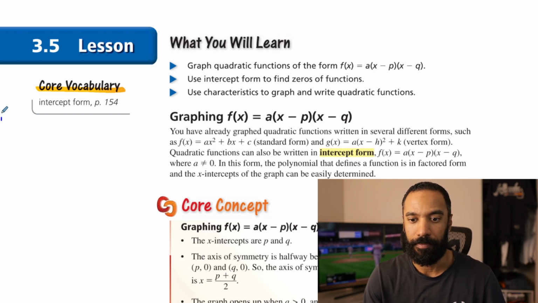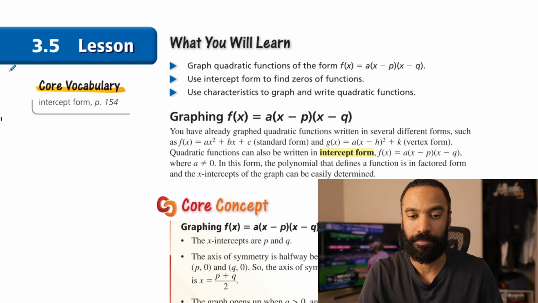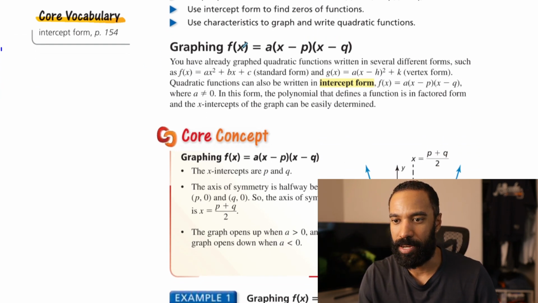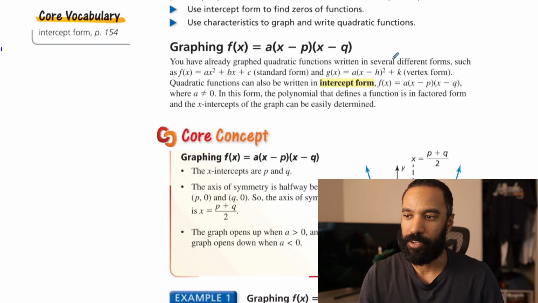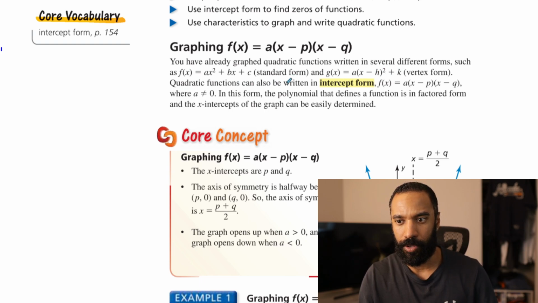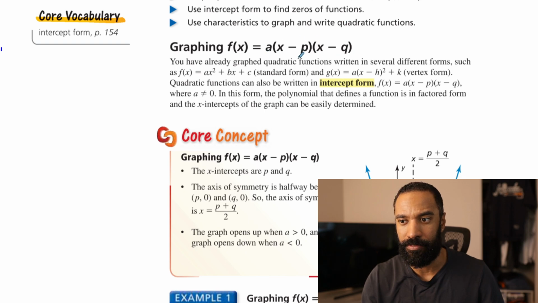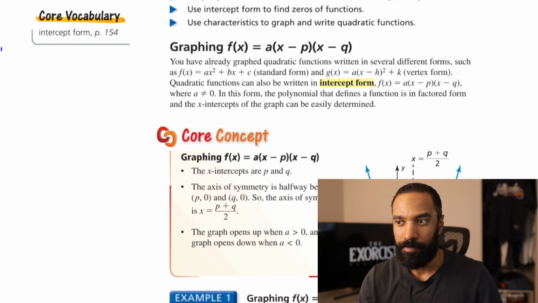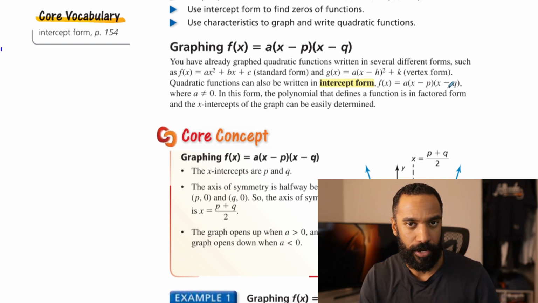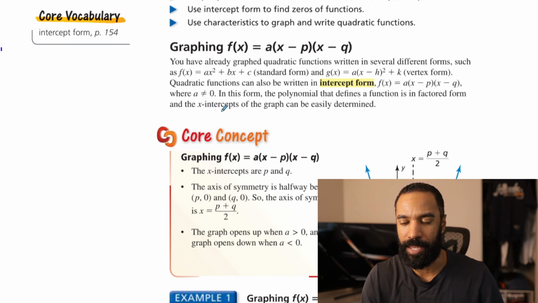Okay, great. Here we go. Graphing f of x equals a times x minus p times x minus q. You've already graphed quadratic functions written in different forms. We've used standard form here. We've used vertex form here. Now we're going to use, I was wrong, they call it intercept form. If I call it factored form, that's just by nature of this is factored. But intercept form is used for a reason. When you have it factored, this can get you the x-intercepts of the graph very easily.